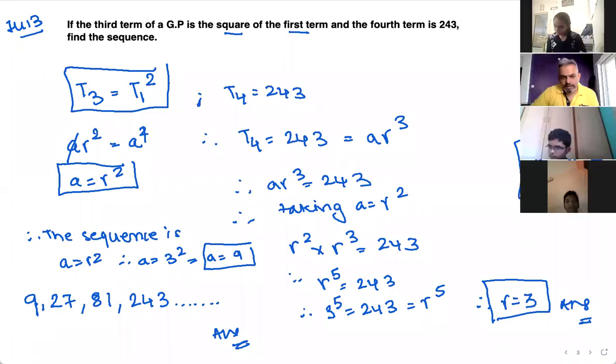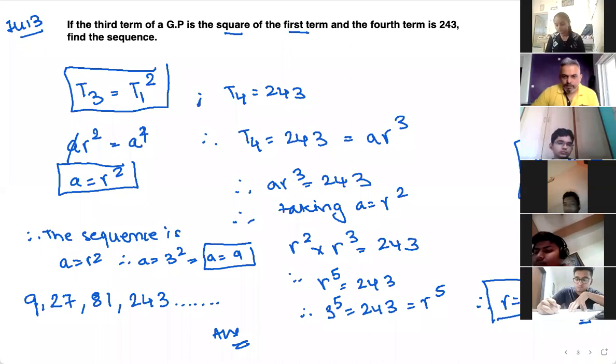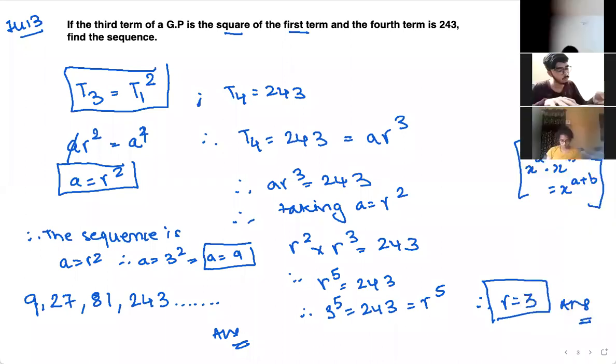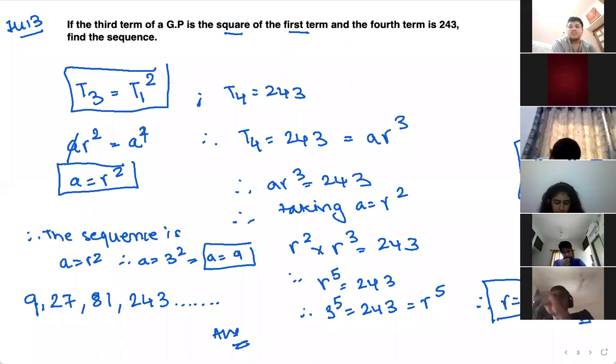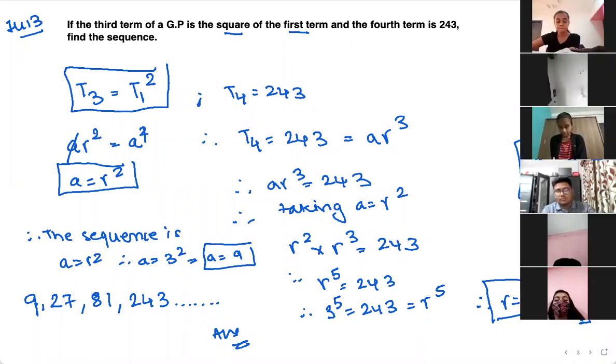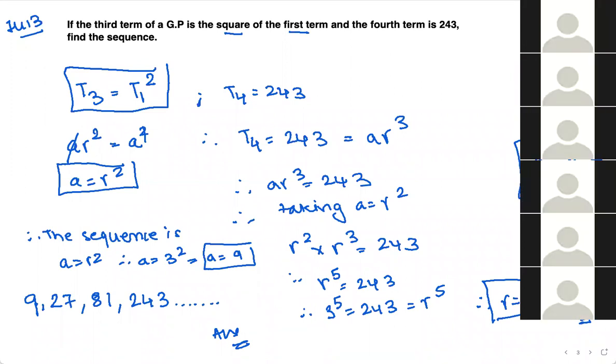तो सीक्वेंस के लिए पहले यू हैव टू फाइंड ए. ओके, ए इज इक्वल टू आर स्क्वायर और उसके बाद फर्स्ट टर्म इज 9. फिर 9 इंटू 3 27. 27 इंटू 3 81. 81 इंटू 3 243. सो ऑन सो फोर्थ.